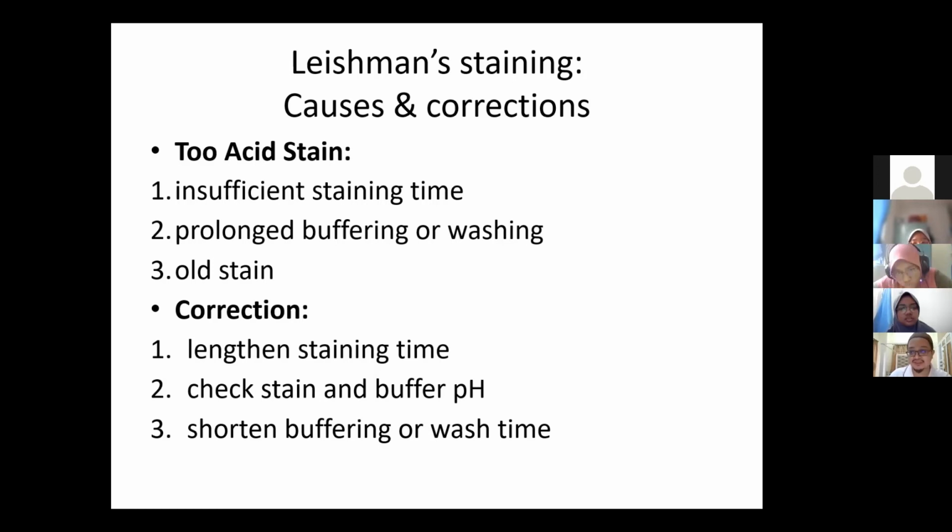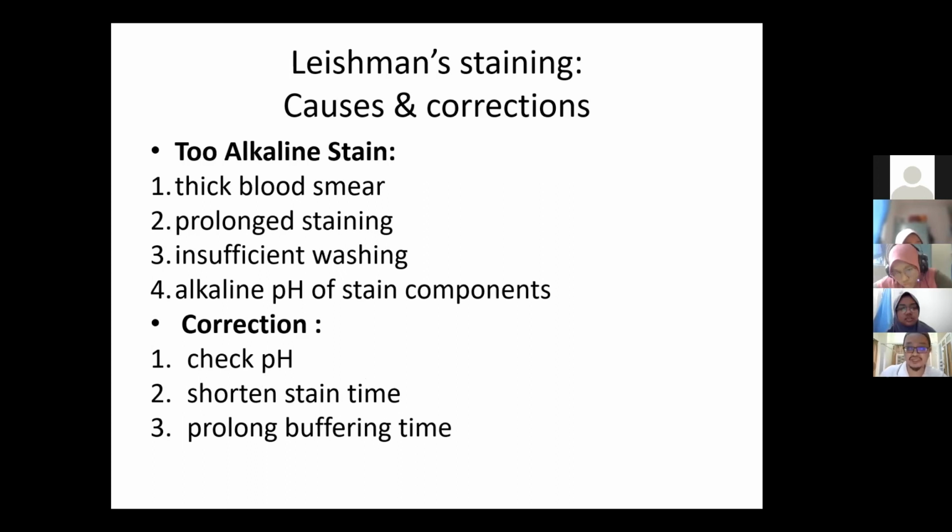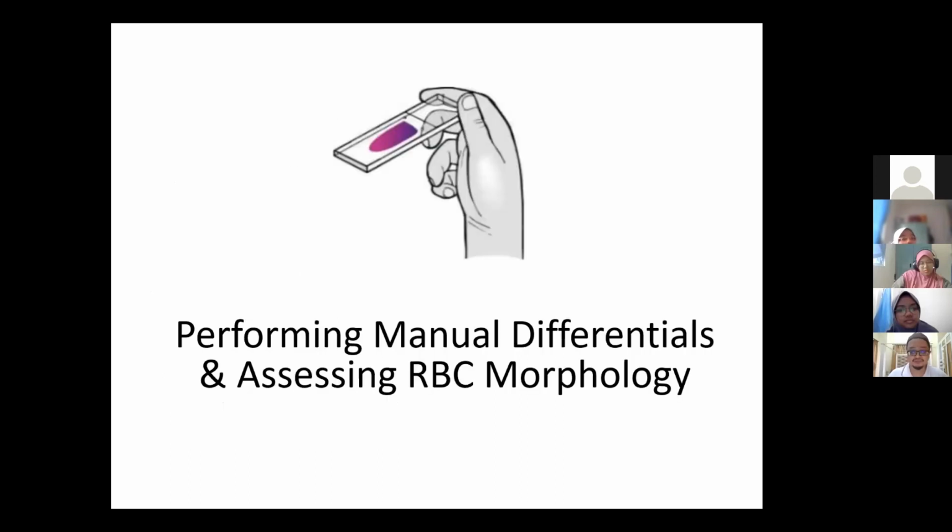But what is on the slide is what you should do. If it is too alkaline, such as too dark purple or too dark blue, these are some of the reasons. Maybe the smear is too thick, the staining is too prolonged, and the washing perhaps too short. And then again the pH of the buffer solution, for example. You have to correct all this. Okay. Right. Any questions so far?